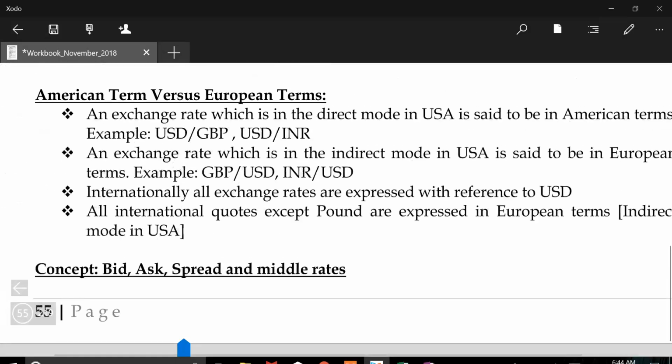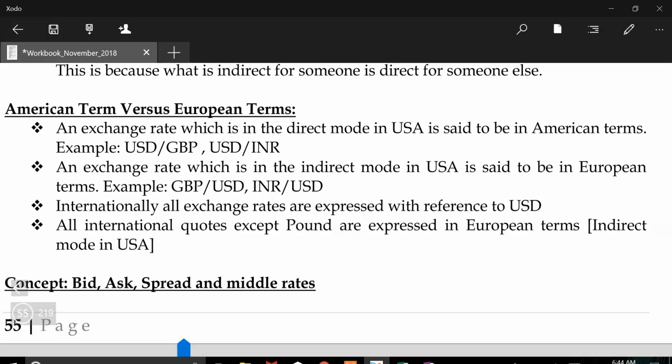Okay. Now, internationally how quotes are given. This is not critical from a problem solving point of view. This is more for your understanding.